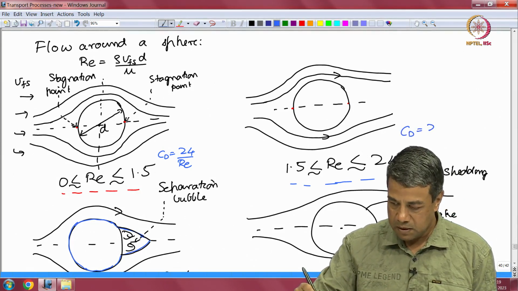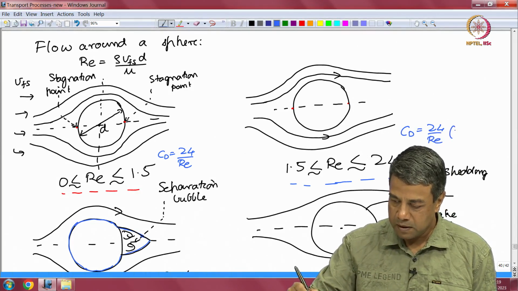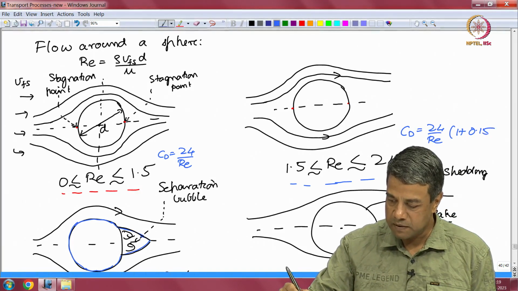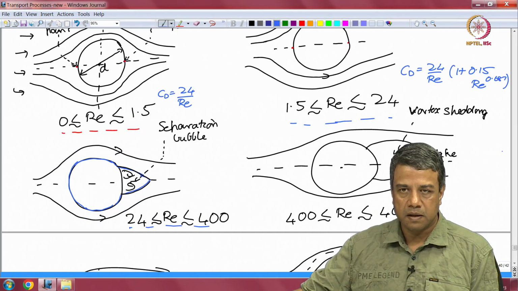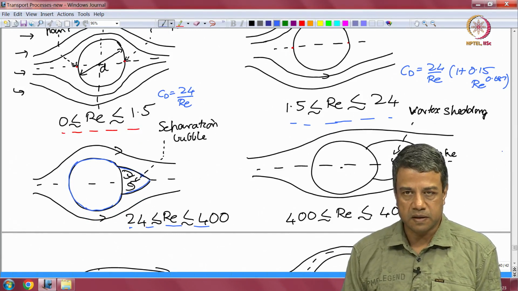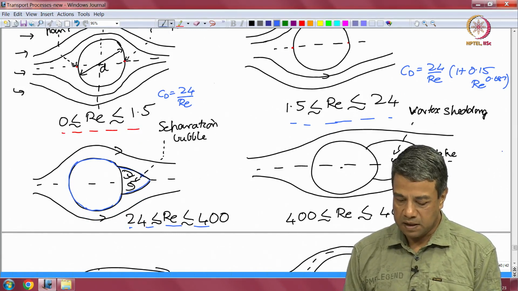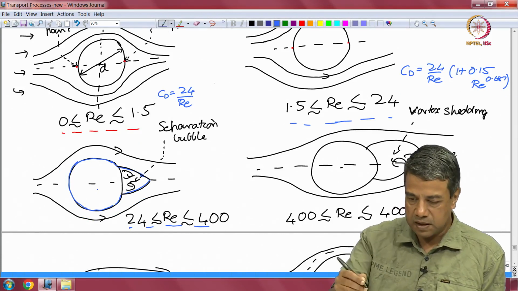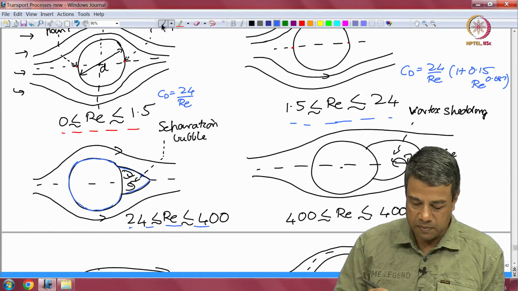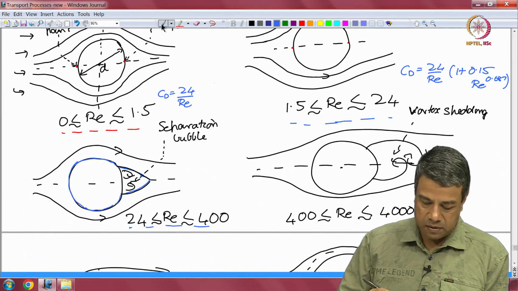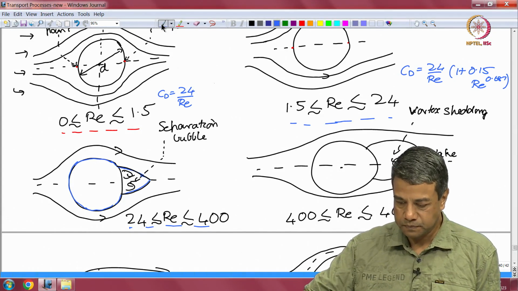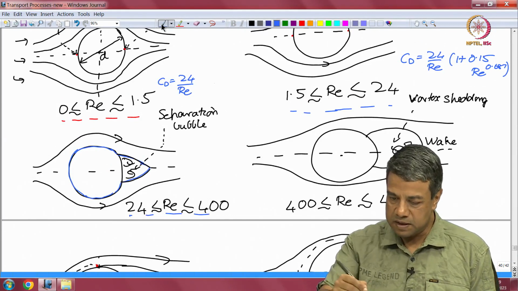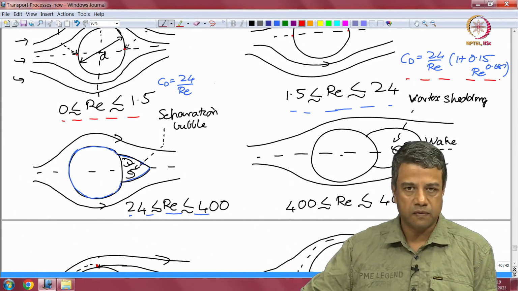In this case, there is an inertial correction to the drag force. CD is equal to 24 by Re times (1 plus 0.15 Re power 0.687). There is a correction due to inertia for this drag force, because inertial effects become significant, and that correction also carries through to this case where you have a separation bubble forming at the rear. So, here also you have the same empirical drag correlation for 24 to 400. This empirical correlation holds all the way from 24 to about 400.